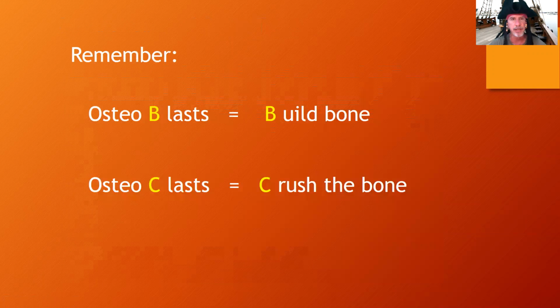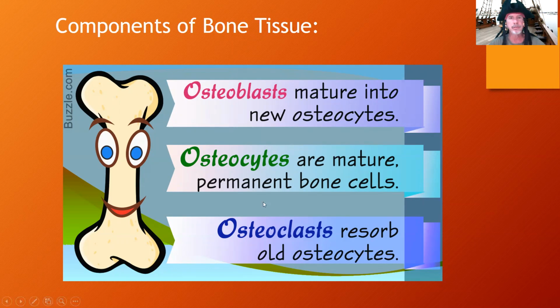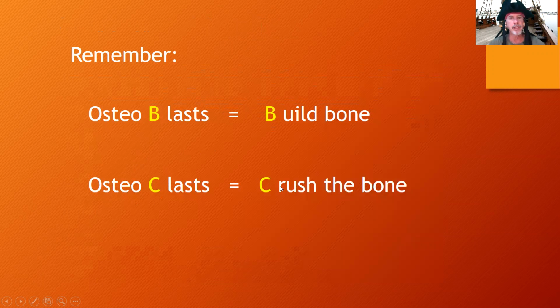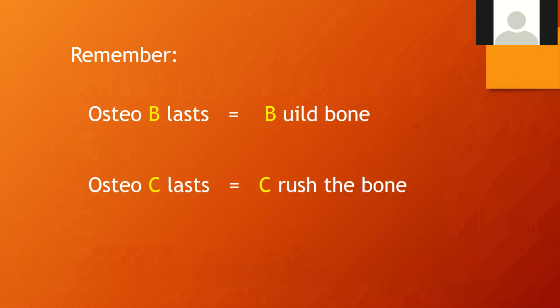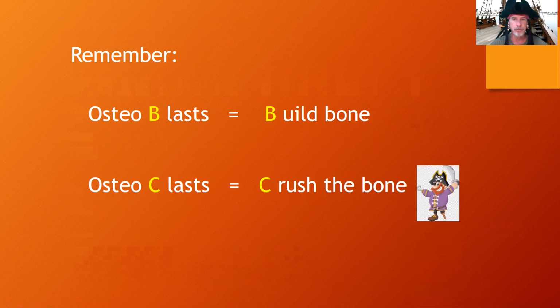I think I got another slide here. Yeah, kind of help you remember that. Osteoblasts, with the B, build bone. Osteoclasts, with the C, crush bone, or destroy old bone tissue. So you're constantly in the process of creating new bone and destroying old bone. It's a constant process. If any of these get screwed up, then it causes a really bad disease. So osteoblasts build bone, osteoclasts crush the bone. Might see that again.